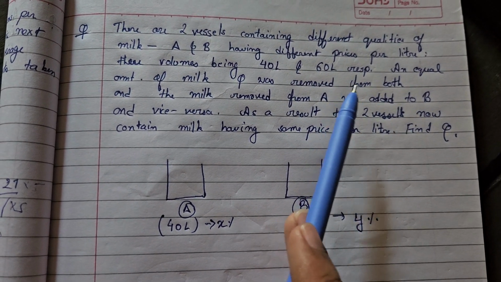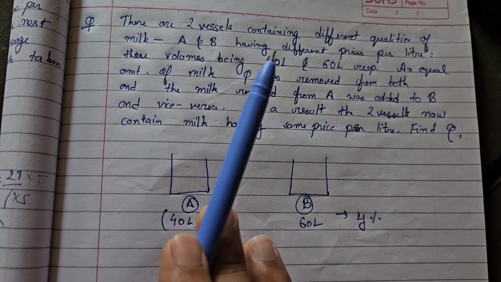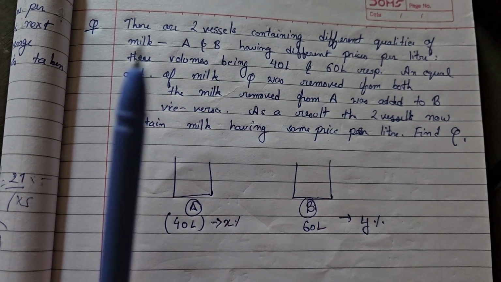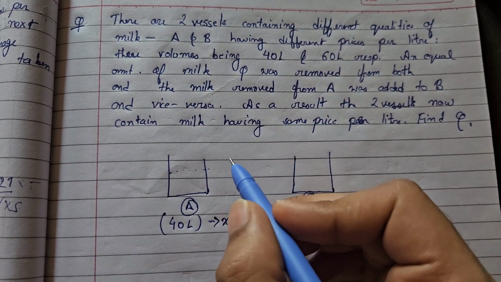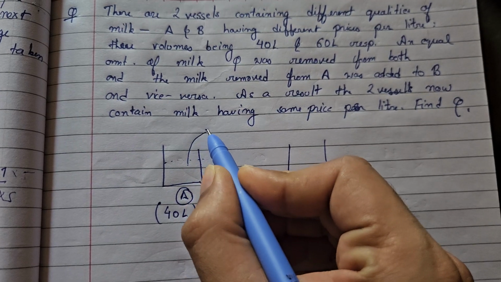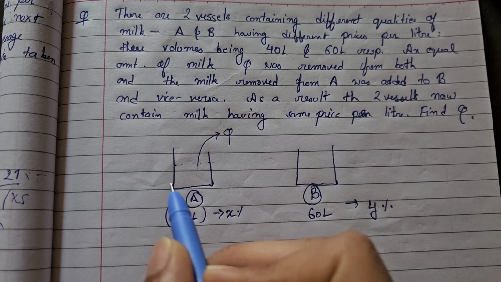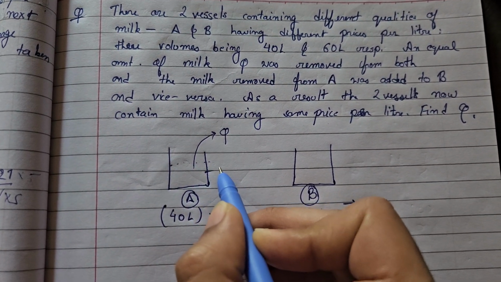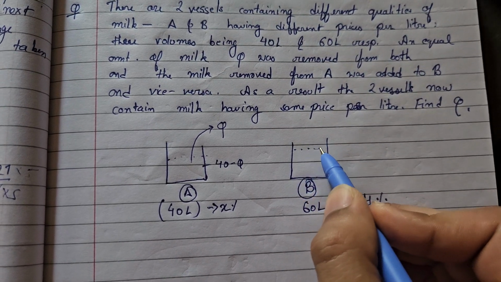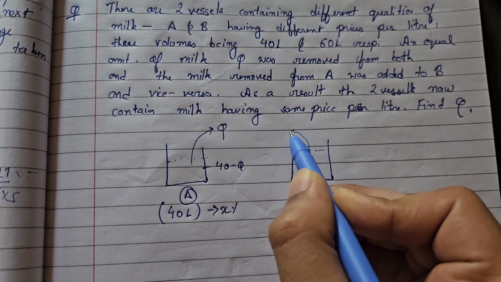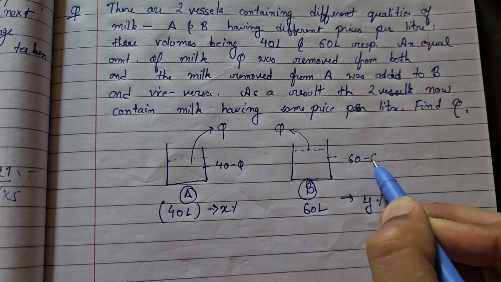Now further it says an equal amount of milk Q was removed from both the vessels and the milk removed from A was added to B and vice versa. So from this 40 liters of milk we remove Q, right? When we remove Q from vessel A, how much milk is left in vessel A? We are left with 40 minus Q. Similarly, from vessel B we are removing Q, so over here we would be left with 60 minus Q, right?